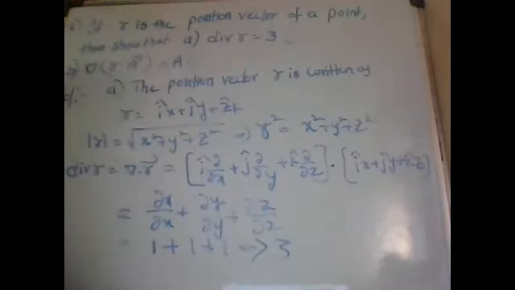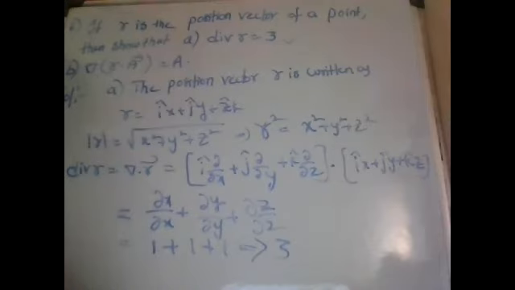What is the proof? Divergence of R equal to 3. Here R is a position vector. So we take R bar equal to i x plus j y plus z k. After that, divergence of R: what is the divergence? Del dot R. So del value i dou by dou x plus j dou by dou y plus k dou by dou z dot R bar. So what is the R bar value?